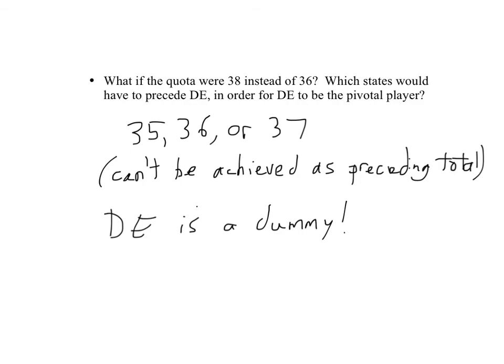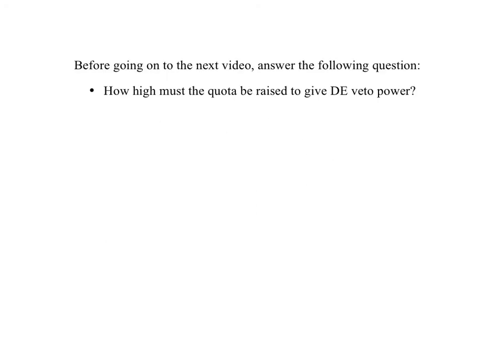So whenever this kind of a system gets established, a very careful analysis has to be done of just how to set the quota and what its consequences will be. So Delaware has mostly been getting a raw deal in the examples we've looked at. Let's move to the other end of the spectrum, and before going on to the next video, consider how high must the quota be raised to give Delaware veto power. I claim that if you raise the quota high enough, Delaware will actually have veto power. So keeping in mind that the weights are still 29, 20, 14, and 3, think what the quota would need to be to make that happen.